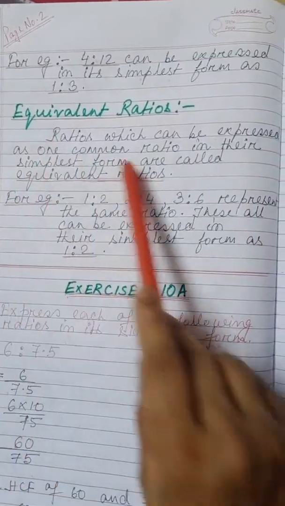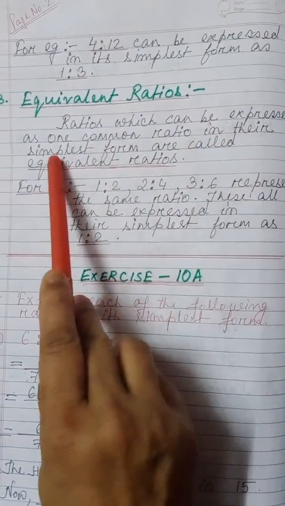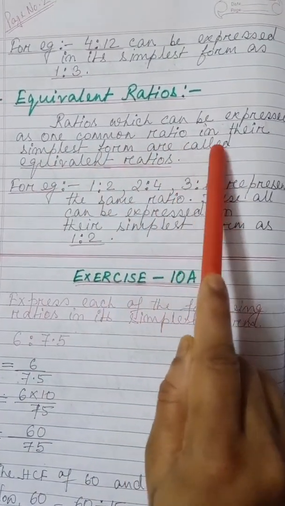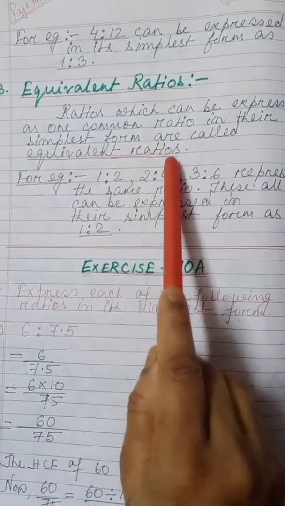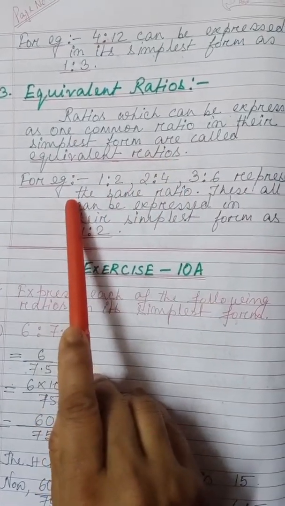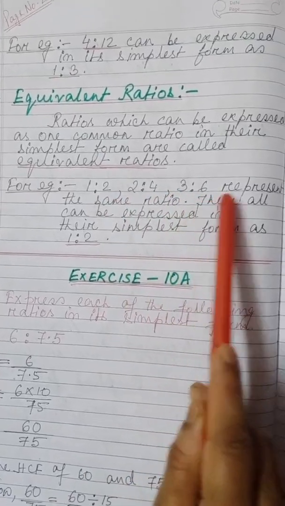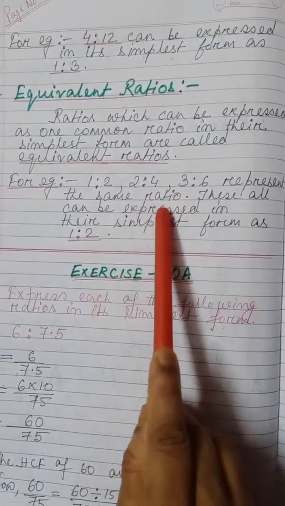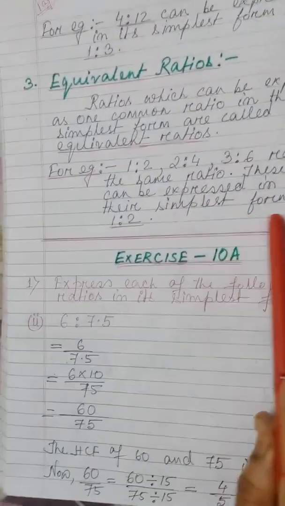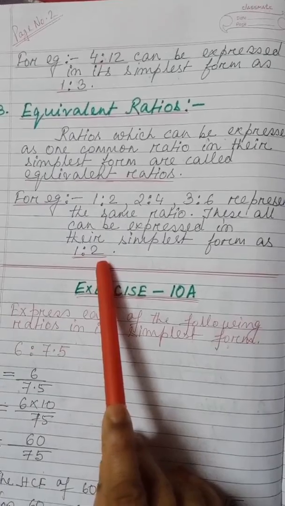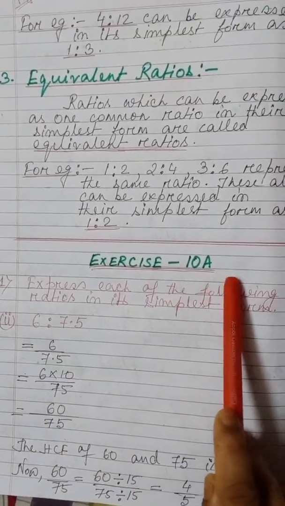Next come equivalent ratios. Ratios which can be expressed as one common ratio in their simplest form are known as equivalent ratios. Take one example: 1:2, 2:4, 3:6 represent the same ratio. These can all be expressed in their simplest form as 1:2.